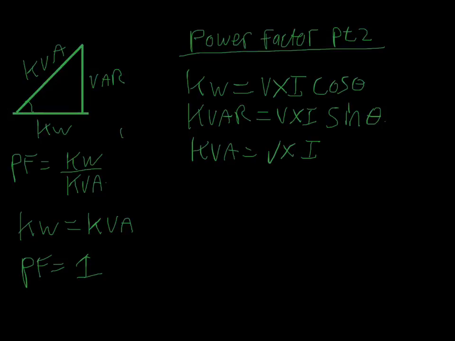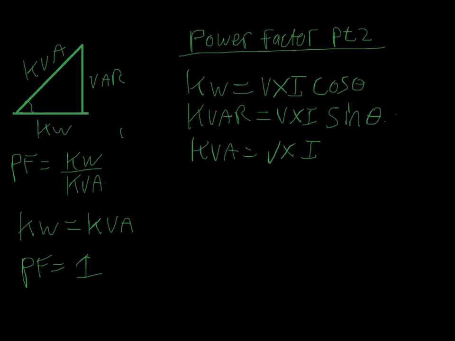That means that this equation right here is going to go to 0. Because what's sine of 0? 0. So this equation is going to go to 0. And what's cosine of 0? Cosine of 0 is 1. So then all that kW becomes is V times I, which is equal to the apparent power, V times I. So now you have the power factor. If you throw it in here, you realize your power factor is 1. So that's for a unity power factor.